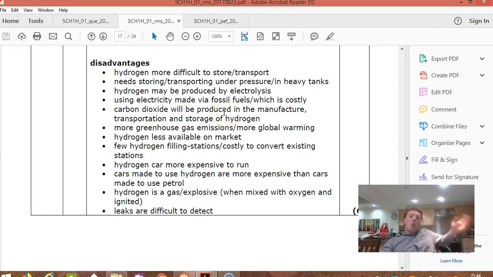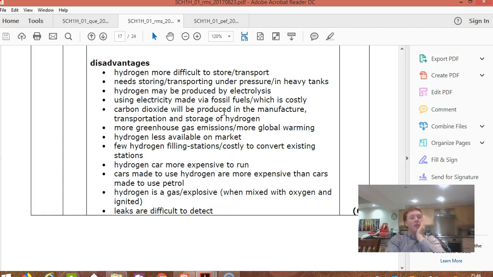So when you burn the hydrogen, you don't make carbon dioxide, but when you make the hydrogen to burn, then you're producing carbon dioxide, because the fuels you're burning for the electrolysis are probably fossil fuels, as the question had. Carbon dioxide will be produced in the manufacture or transportation. More greenhouse gas emissions. Hydrogen is less available on the market.